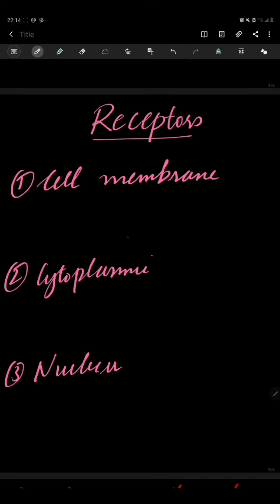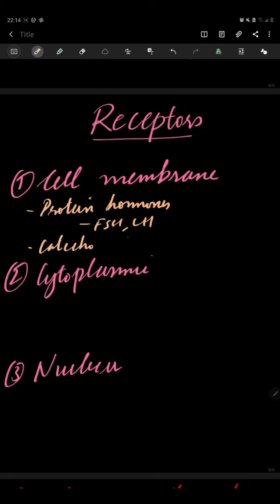Cell membrane receptor is the first one. In that we have protein hormones like FSH, LH, etc. And we have catecholamines. These hormones cannot cross the lipid bilayer, hence they have to act on the cell membrane receptor and give the intracellular signaling. The second one is cytoplasmic receptors.